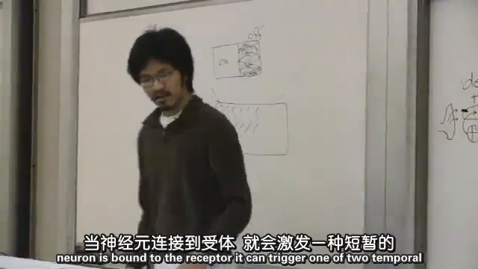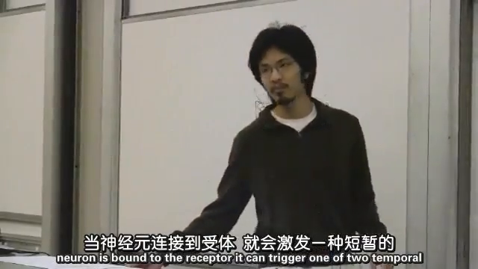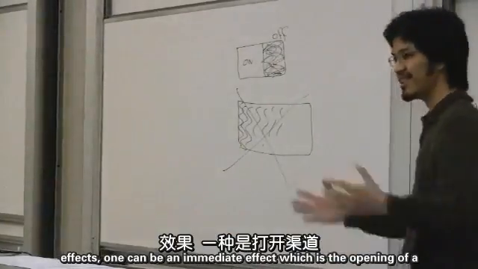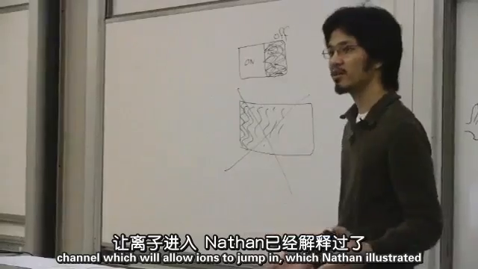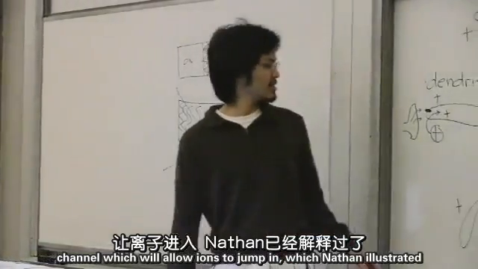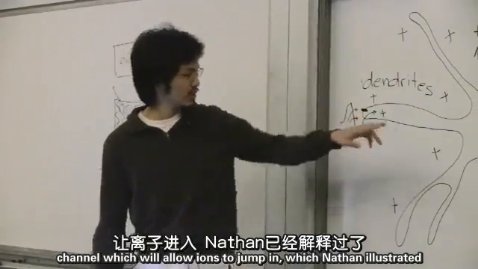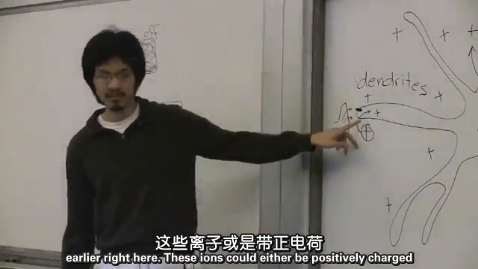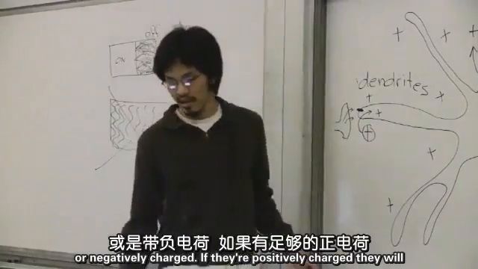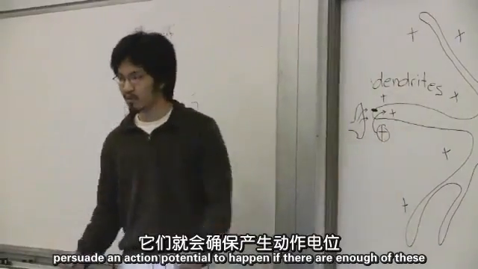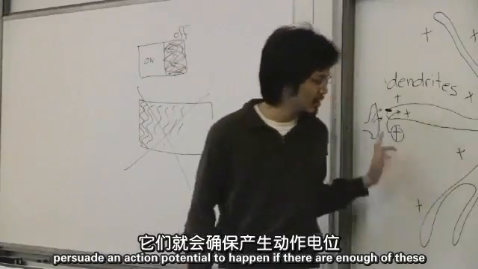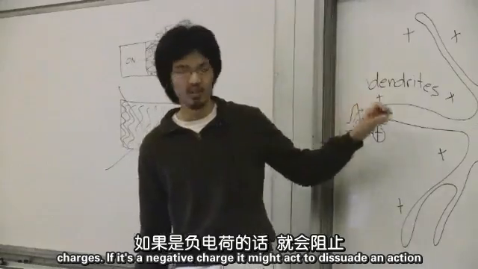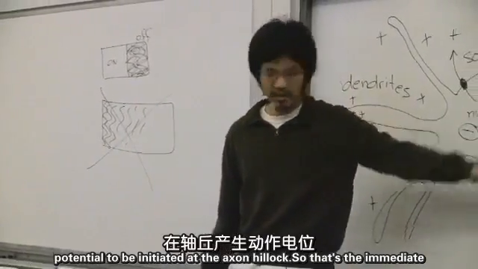So once the neurotransmitter is bound to the receptor, it can trigger one of two temporal effects. One can be an immediate effect, which is the opening of a channel, which will allow ions to jump in, which Nathan illustrated earlier right here. These ions could either be positively charged or negatively charged. If they're positively charged, they will persuade an action potential to happen if there are enough of these charges. If it's a negative charge, it might act to dissuade an action potential from being initiated at the axon hillock.